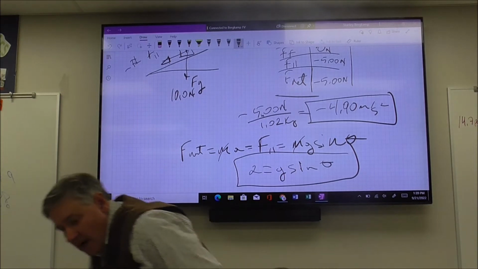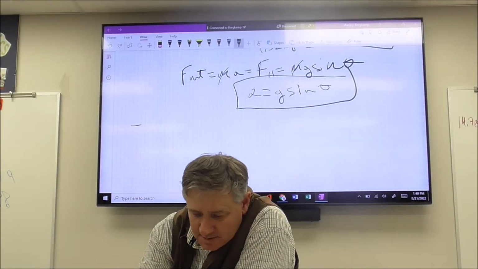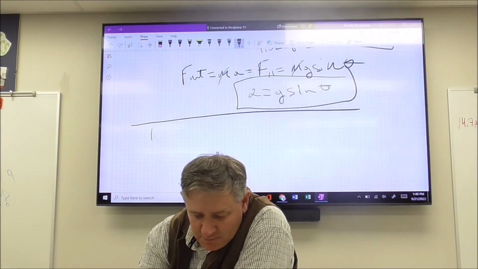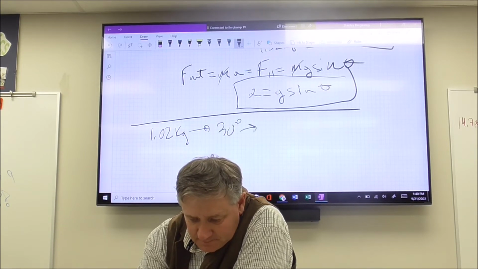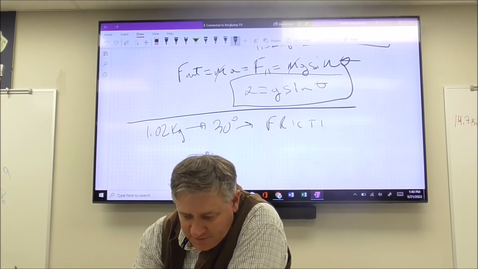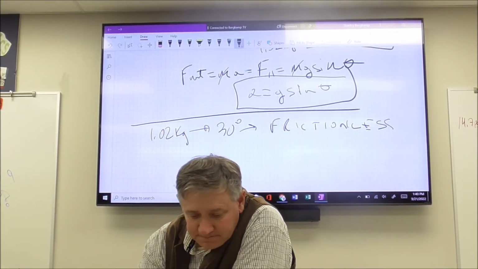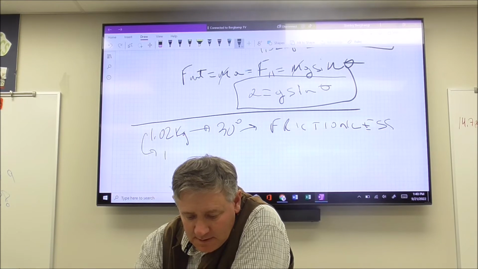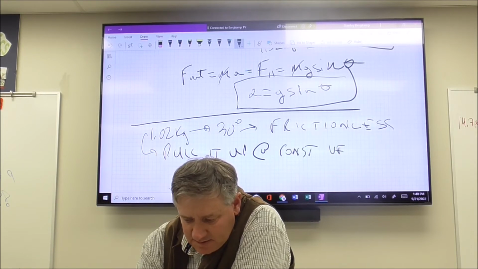Now, I'm going to change it up a little bit. So, we're still going to have the same 1.02 kilogram mass. It's still a 30-degree inclined plane. It's still frictionless. But now I want to pull it up at a constant velocity.